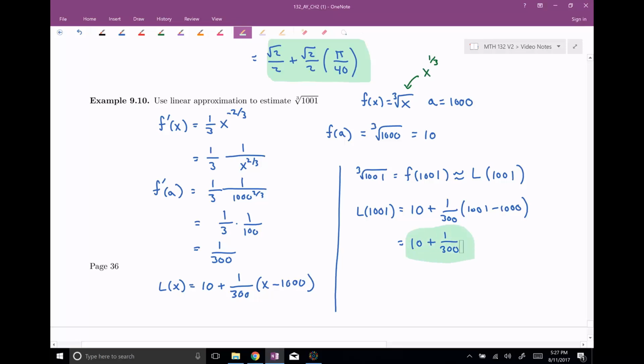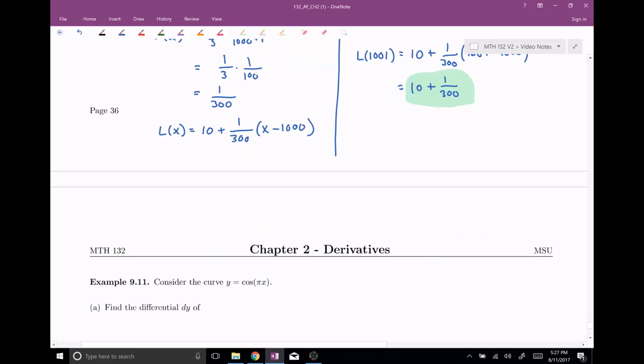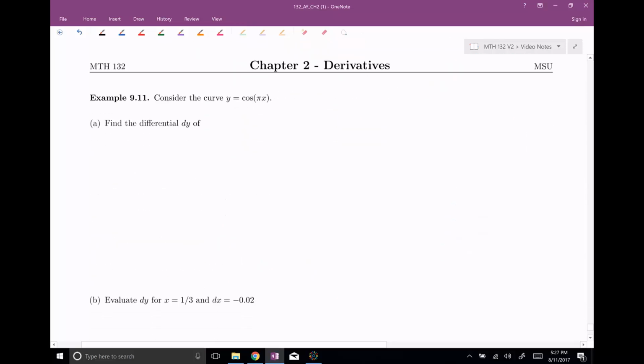And that is my final answer. This is the linear approximation for the cube root of 1001. All right, we are 2 problems down. Let's try another one. We've been sticking with linearization, but the claim is we also have to think about differentials, right?